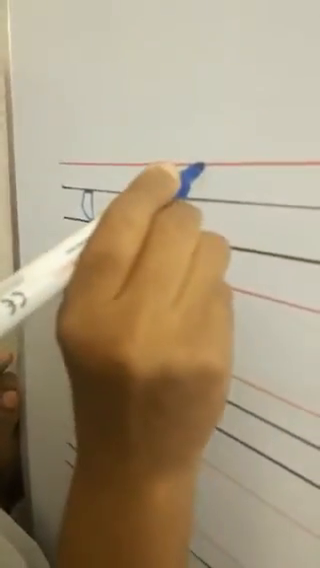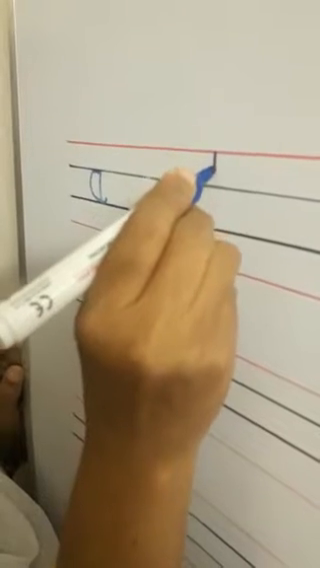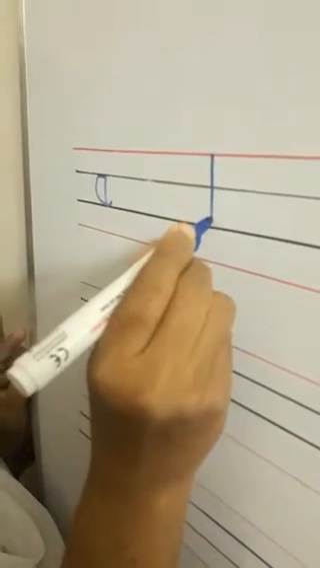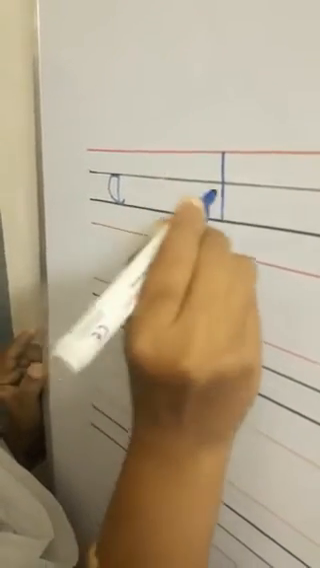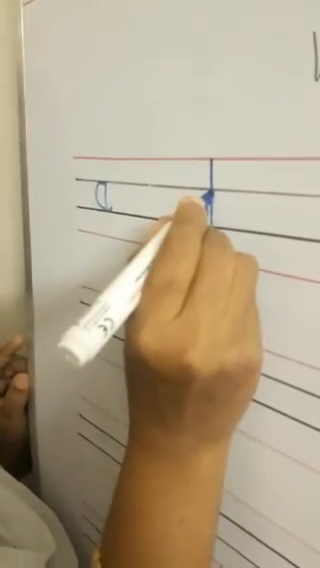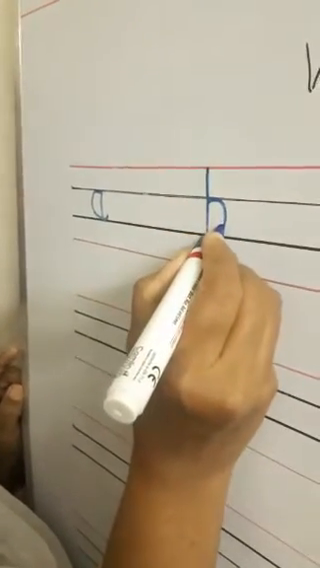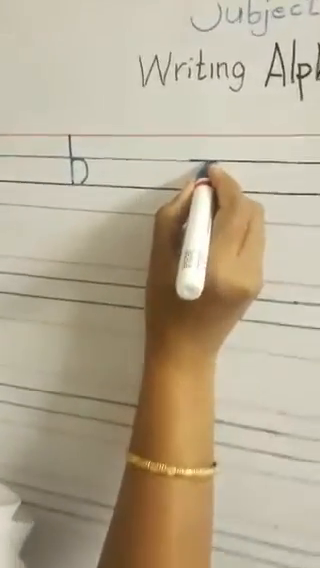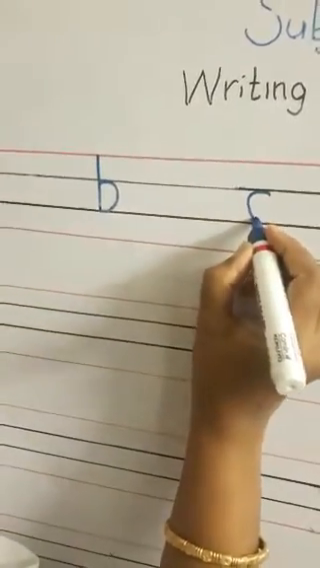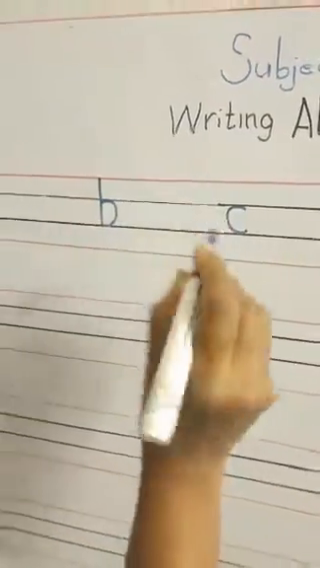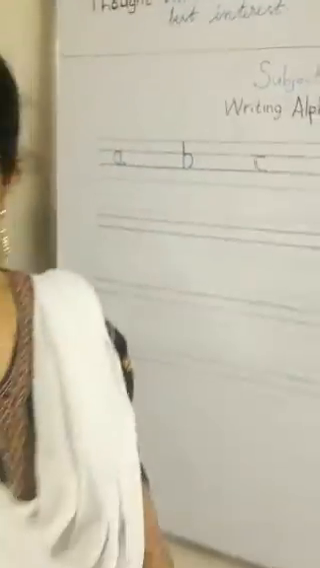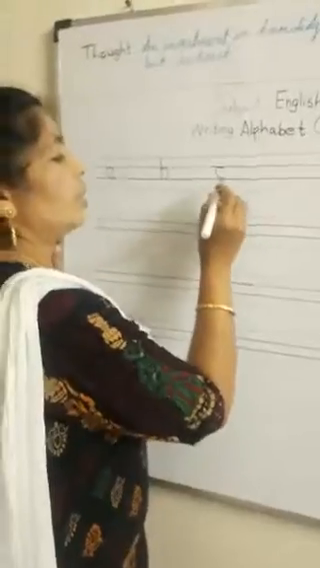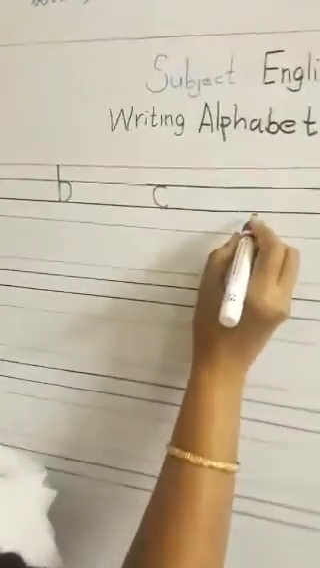Start from the top and draw a standing line till the bottom, and again go to the middle line and draw a curve to the bottom. Okay, next letter is what? C. Start from the middle and draw a curve to reach the bottom. Okay, and what is the next letter students? Yes, the next letter is D.